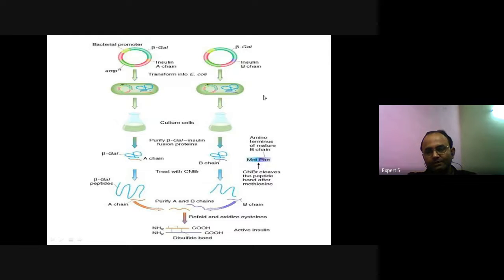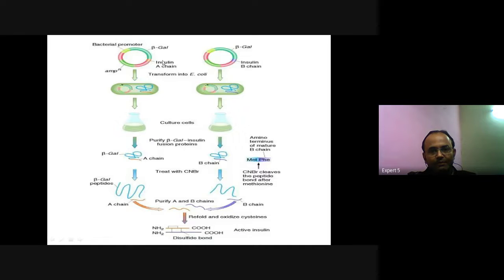The human insulin genes are isolated and ligated into a specific expression vector, which carries the beta-gal gene. The A chain and B chain are individually isolated into different vectors. Here is the A chain of insulin and here is the B chain of insulin. This is the expression vector, because here is the bacterial promoter which promotes the expression of these insulin genes.